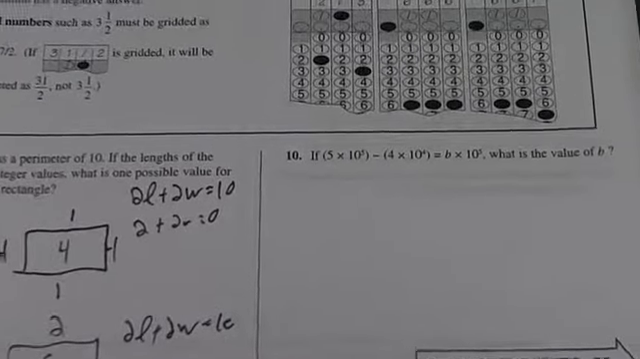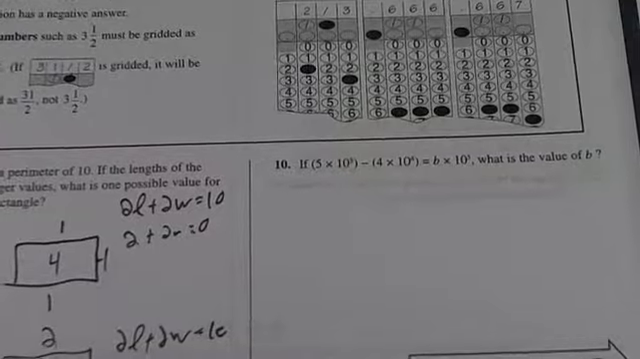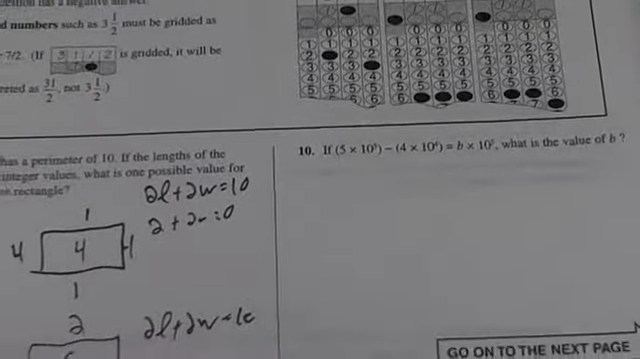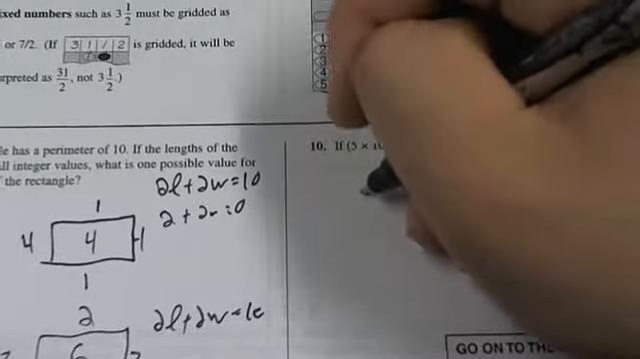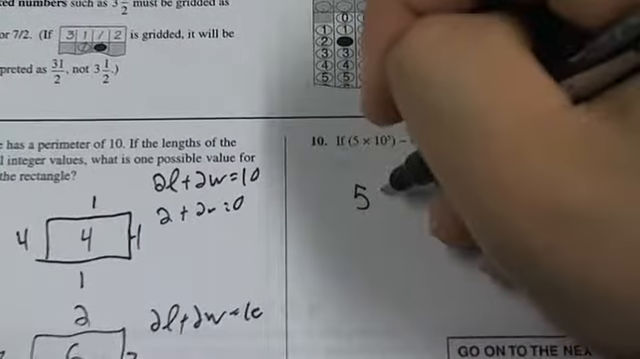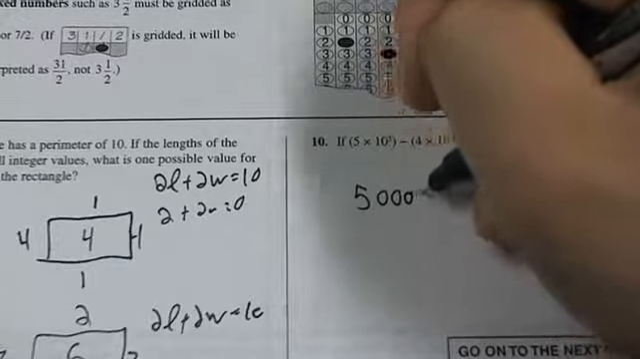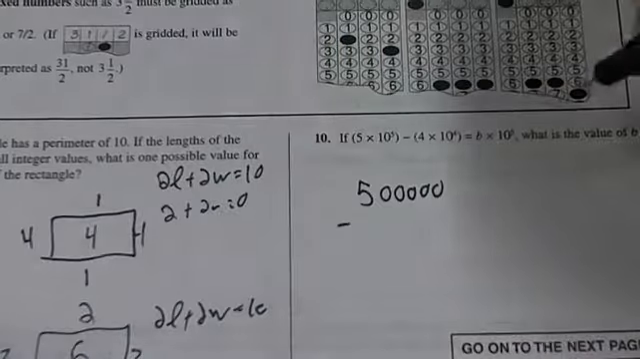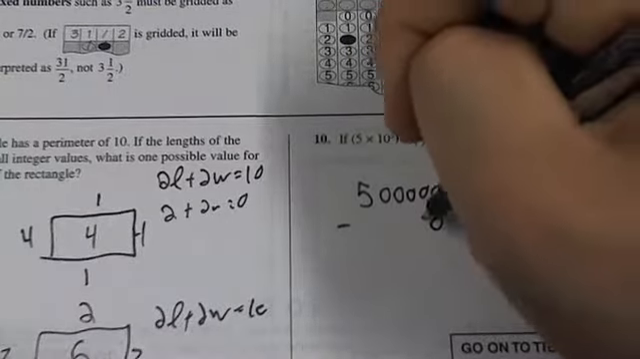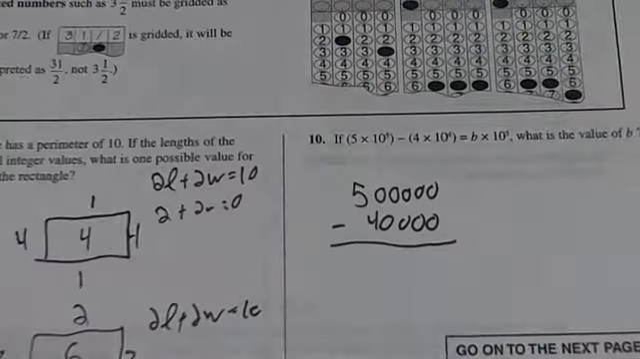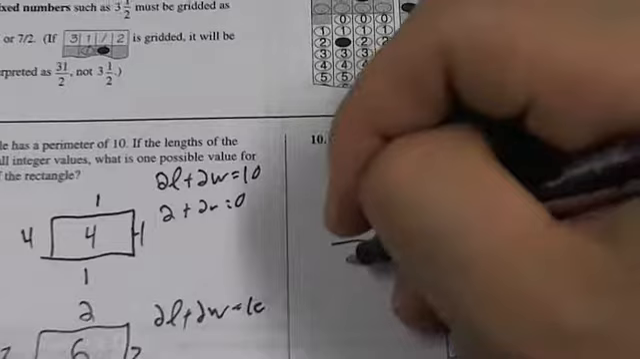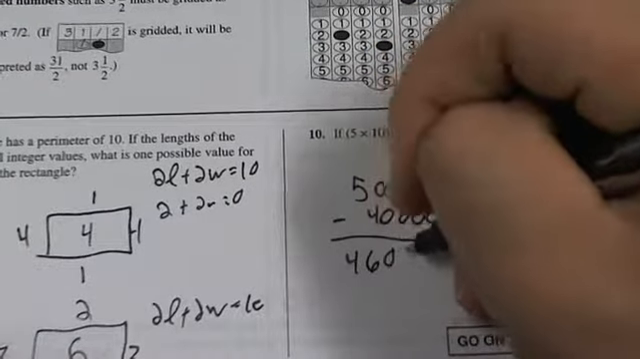All right, number 10. If 5 times 10 to the 5th minus 4 times 10 to the 4th is equal to b times 10 to the 5th, what is the value of b? All right, this you just plug in your calculator. If you don't have one, you can just do it quickly. This means 5 and 5 zeros behind it. 1, 2, 3, 4, 5. Minus 4 and 4 zeros. Alright, 50 minus 4 is 46. So that's 46.